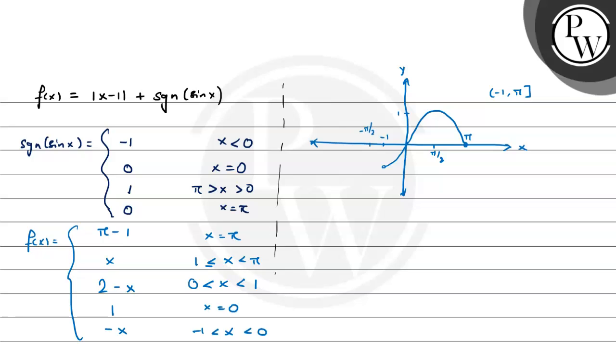Now with these piecewise definitions of f(x), let's check continuity and differentiability at various points. If we observe here, we have breaks at pi, 1, 0, and wherever the function has no break, that is in the interval 1 to pi, 0 to 1 or minus 1 to 0, the functions defined are continuous and also differentiable. So we need to check continuity and differentiability at these breakpoints. Firstly, let's check continuity and differentiability at x equals pi.